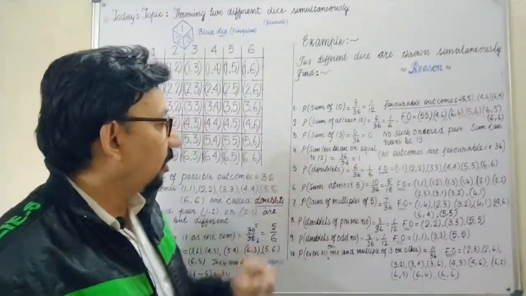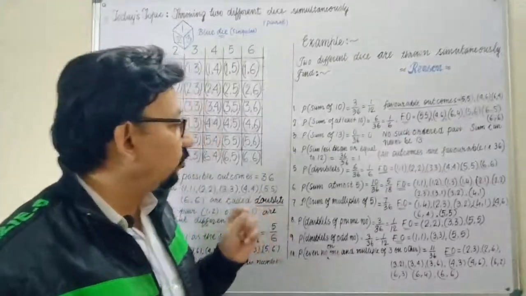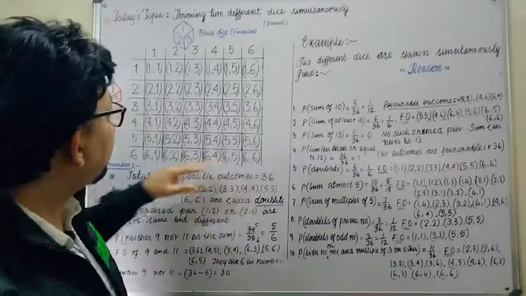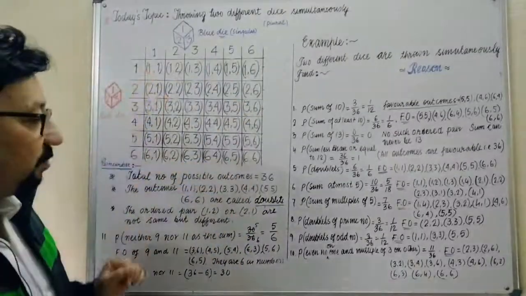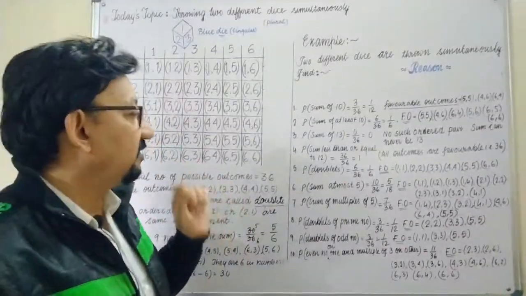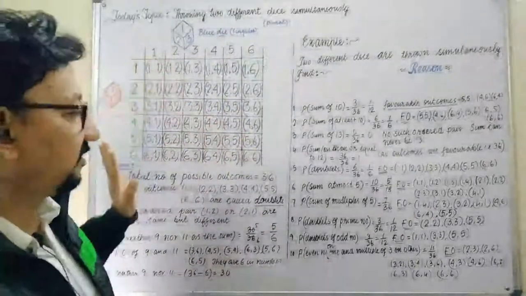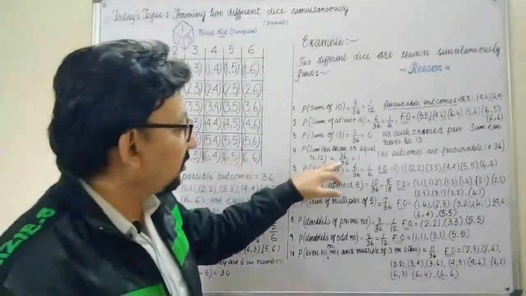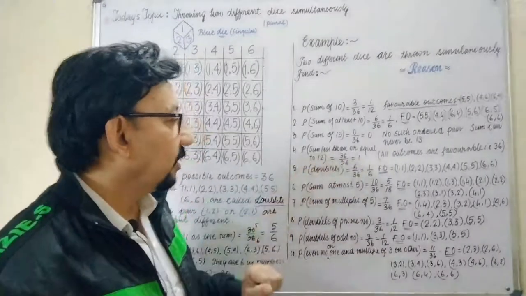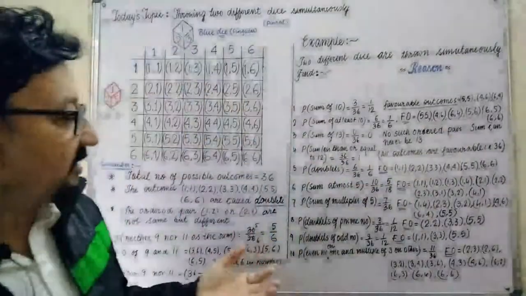Now number 4, probability of a sum less than or equal to 12. Remember, the sum of two numbers in each of the ordered pairs is either 12 or less than 12. So favorable outcomes in this case are 36 and the total number of outcomes is also 36. So 36 by 36 is equal to 1, because all outcomes are favorable.